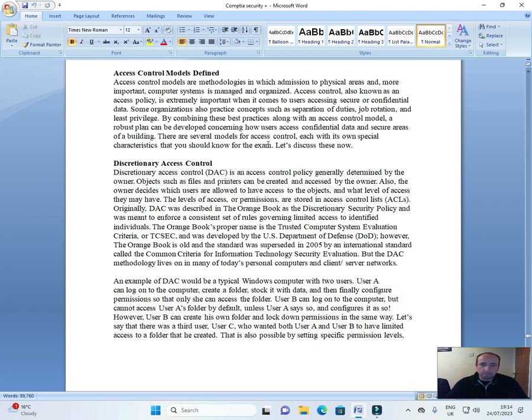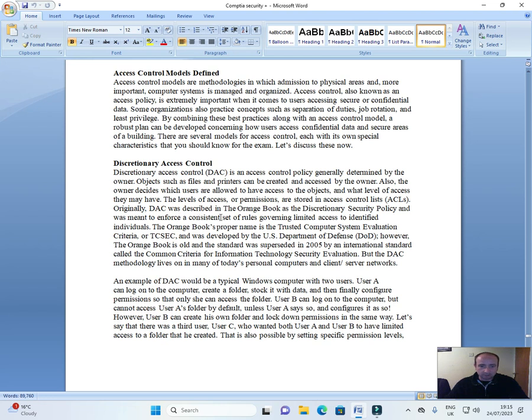There are several models of access control, each with its own special characteristics that you should know for the exam. Let's discuss these now. Discretionary access control. Discretionary access control, DAC, is an access control policy generally determined by the owner. Objects such as files and printers can be created and accessed by the owner. Also, the owner decides which users are allowed to have access to the objects and what level of access they may have. The levels of access or permissions are stored in access control lists, ACLs.